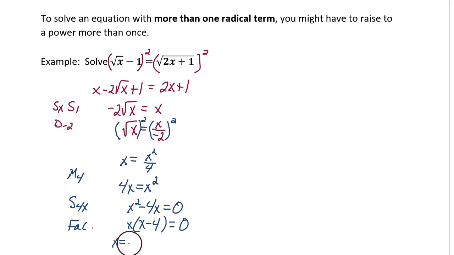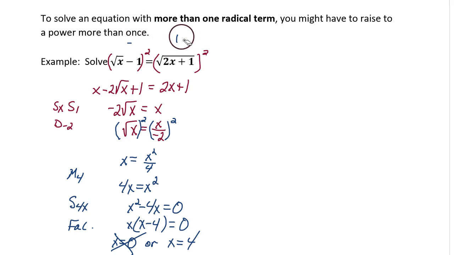Our first answer is x equals 0. The other one is x equals 4. Remember, we have to check because maybe it doesn't work. Let's try our answer of 0. The square root of 0 is 0, and 0 minus 1 makes negative 1. When you put 0 over here, you get 2 times 0 is 0, 0 plus 1 is 1, and the square root of 1 makes positive 1. These are not the same. This answer doesn't work. Cross it out.